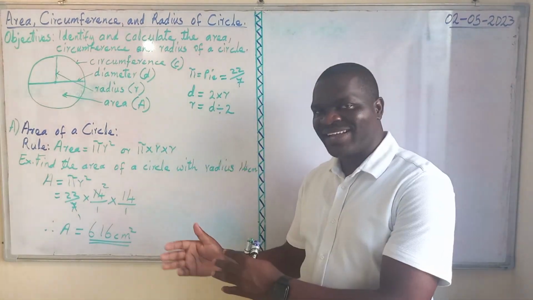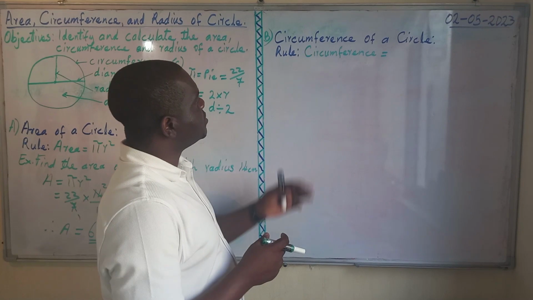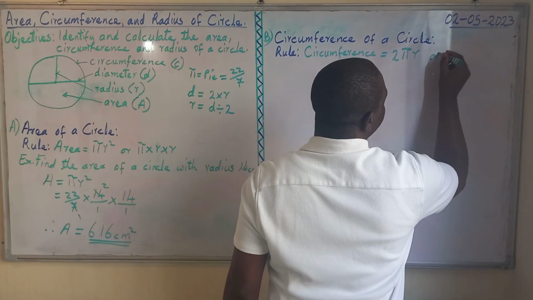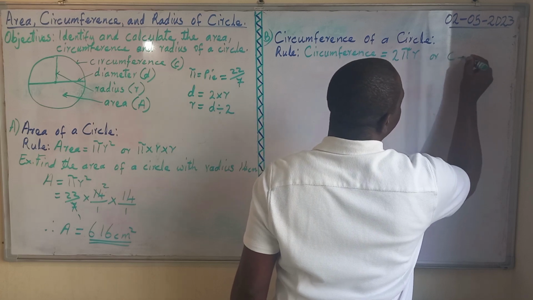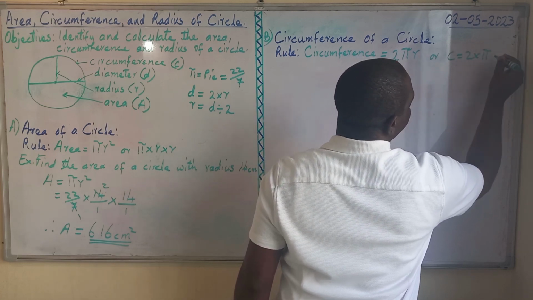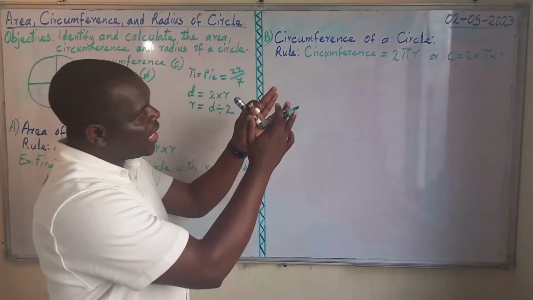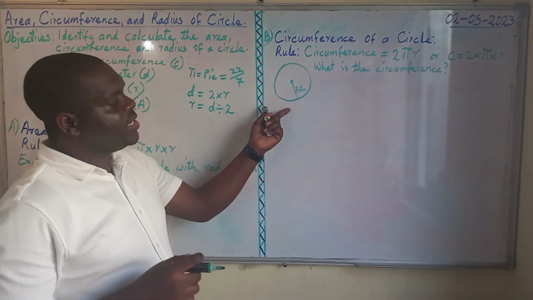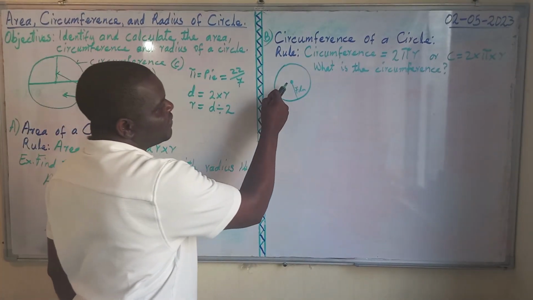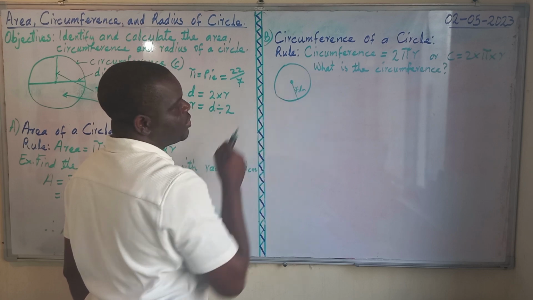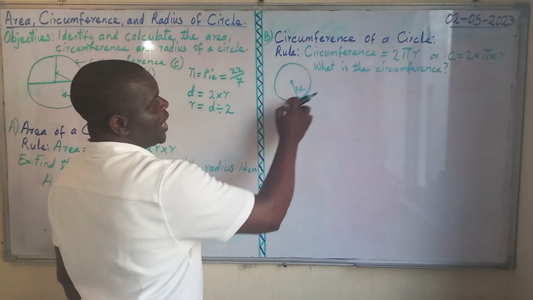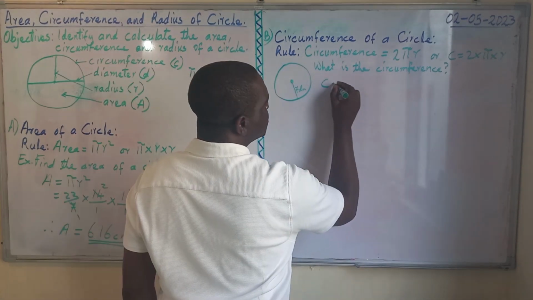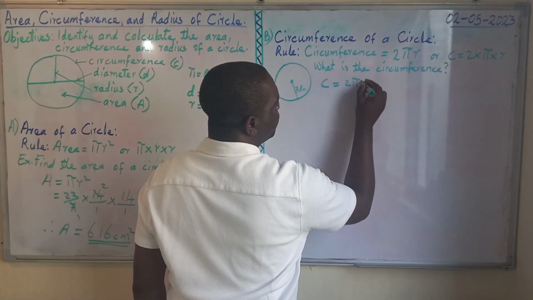Let's move to the next aspect. For the circumference of a circle, the rule states that 2 pi radius. So this can be written as C equal to 2 times pi times radius. Let's apply this rule in the second example to see what happens. Here is a circle and we have a line running from the center to the circumference. This is the radius. We are asked to calculate the circumference, that is the distance round. So circumference is equal to 2 pi radius.